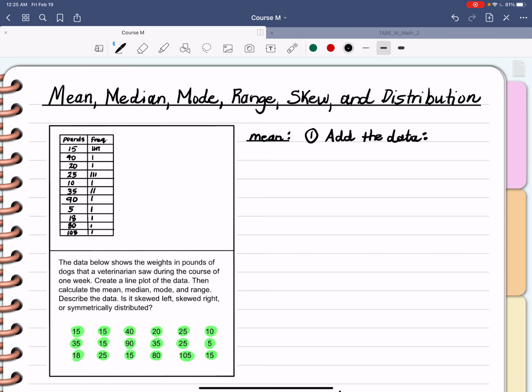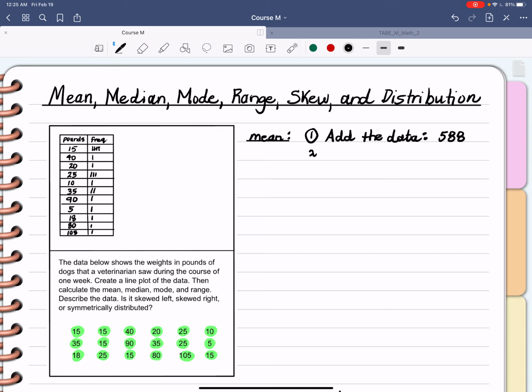You see that I have 15 times 5. Go ahead and do that on your calculator. 15 times 5 is 75. Then I have a 40. I have a 20. I have 3 of the 25s, so you have to type that in 3 times. I have a 10. 2 of the 35s, a 90, a 5, an 18, 180, and 105. And I got 588 for that total.